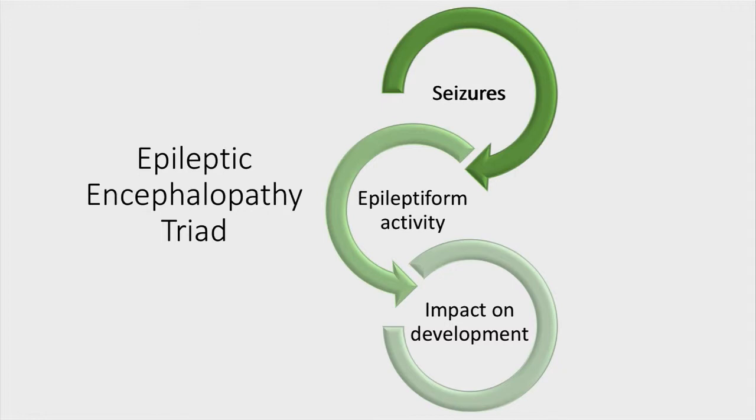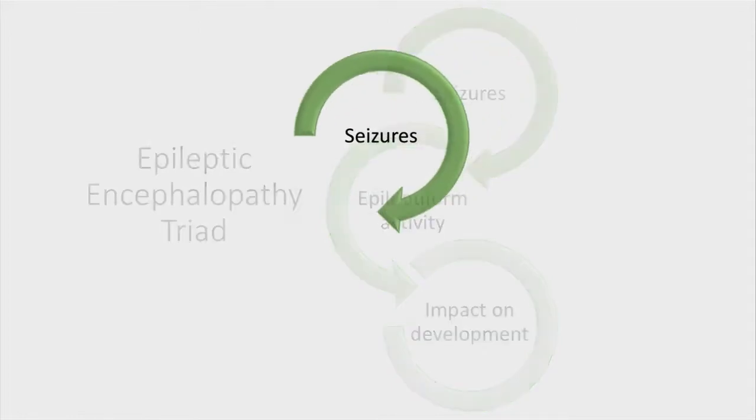You must have epileptic activity, and we call that epileptiform activity, but it's the same deal. And it needs to impact on development. If it hasn't affected your development, it's not truly an epileptic encephalopathy. So let's just take that apart.